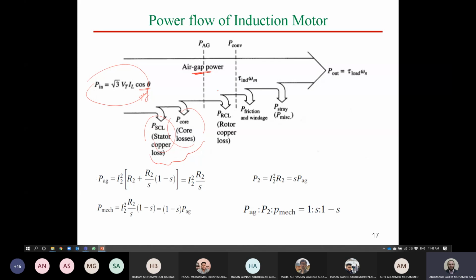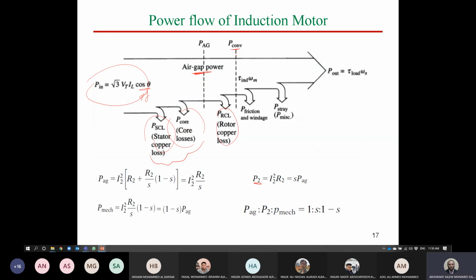For the rotor circuit, we will lose some copper loss on the rotor resistance. The remainder power will be called P converted or P mechanical. P mechanical equals I squared R2 over S multiplied by 1 minus S, or we can write it as 1 minus S multiplied by P air gap. And P2, which is the copper loss on the rotor circuit, equals I squared R2 or equals S times P air gap. That is, if we compare P2 with P air gap here, we can say P2 equals S P air gap.